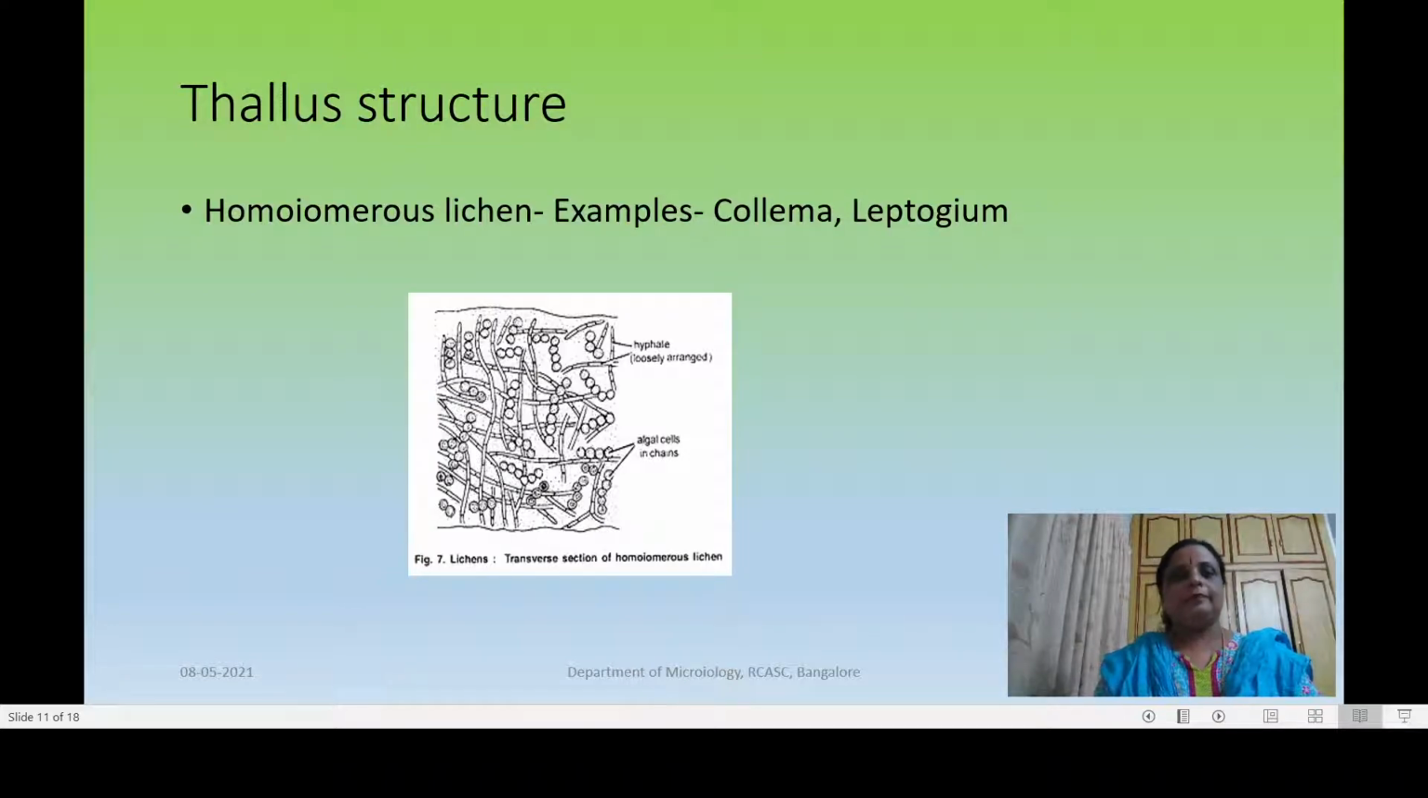Homoiomerous lichens. Here the example is Collema, Leptogium species. If you take a transverse section and observe it under the microscope, there is no separate zone for algal partners. The hyphae of the fungi as well as the algal cells are mixed together, and it is isomerous. Hence it is called homoiomerous lichens.